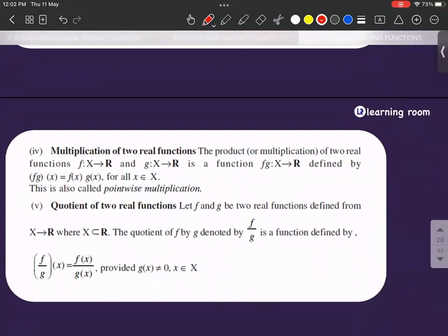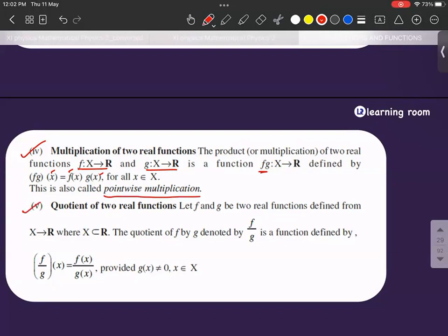The next is multiplication of two real functions. So here we are multiplying two functions themselves, not the previous case, where the product was multiplication by a scalar. So multiplication of two real functions means if f is a function mapped from X to R, g is a function mapped from X to R, then f into g will be a function mapped from X to R, which is given as (f into g)(x) is equal to f(x) into g(x). This is also called pointwise multiplication.